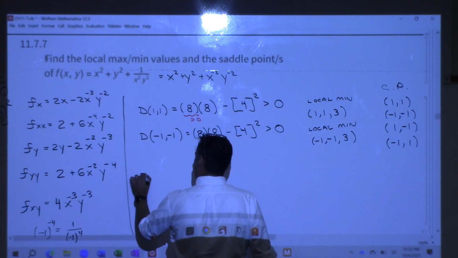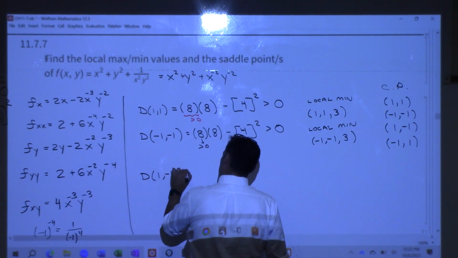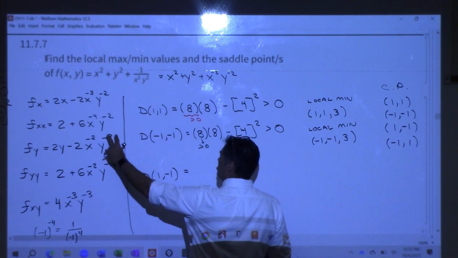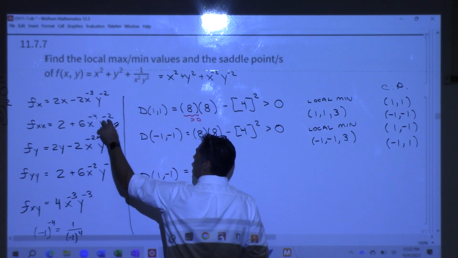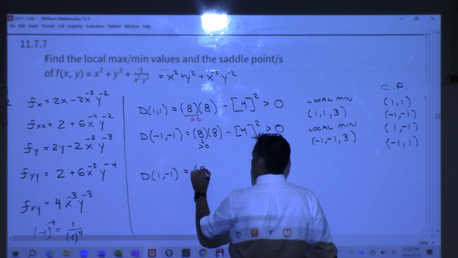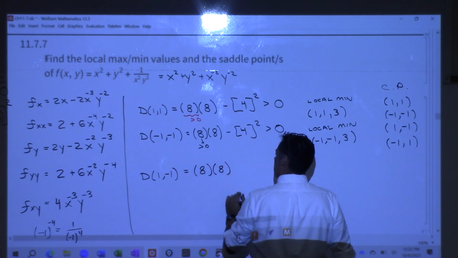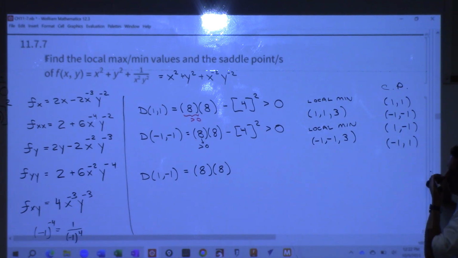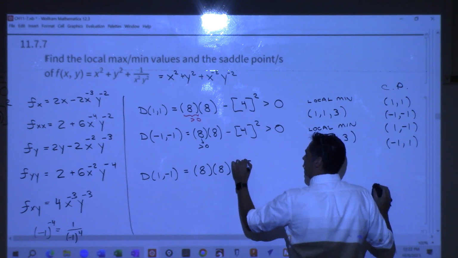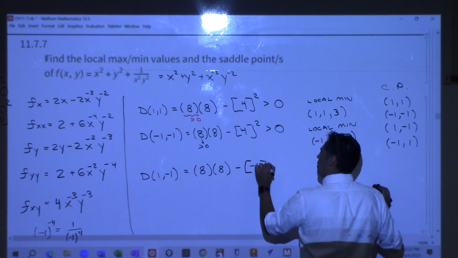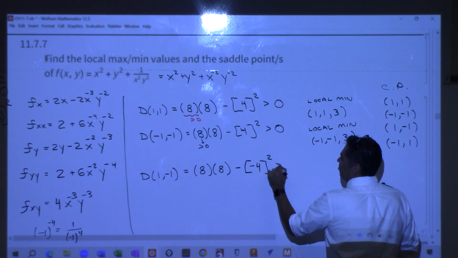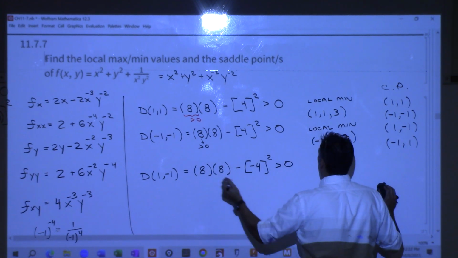All right. 2 more. D of 1, negative 1. I think we still get 8, right? Because it doesn't matter because these are both even powers. It doesn't matter if I plug in a positive or negative. So 8, 8. And does it change the other one? Yes, it does, but we're going to square it, right? So it doesn't matter. Negative 4 squared. So still greater than 0? And now we look back here. Local min again, right?